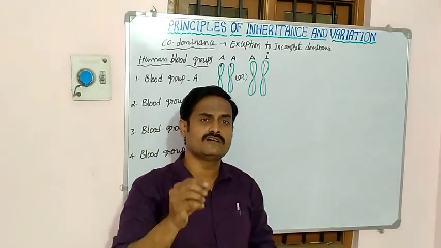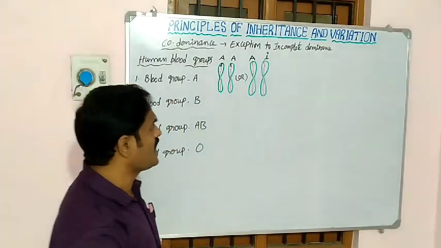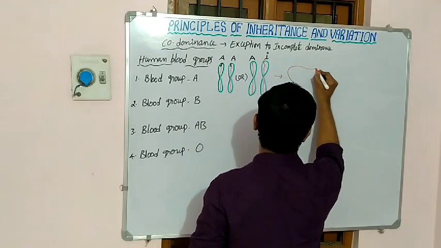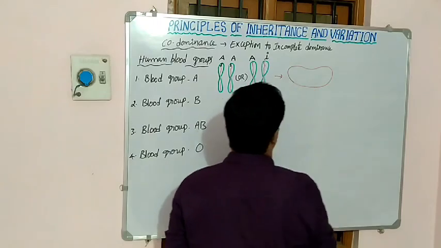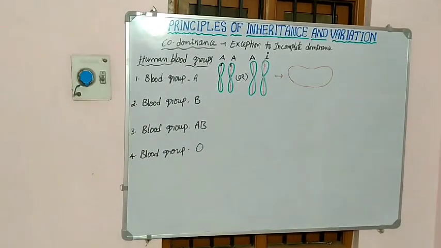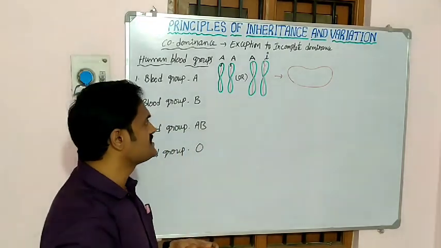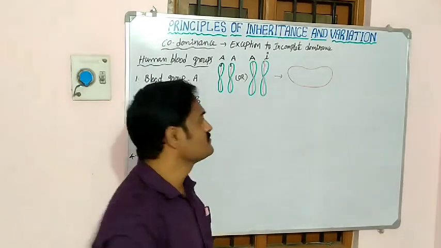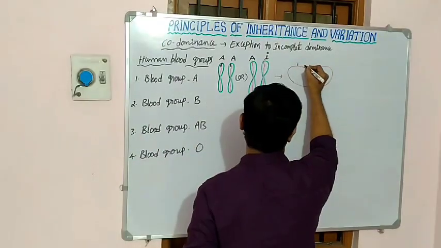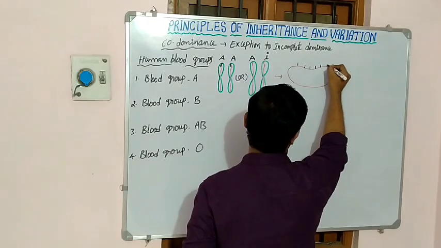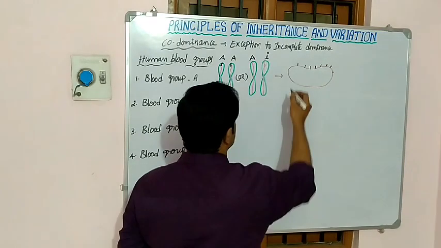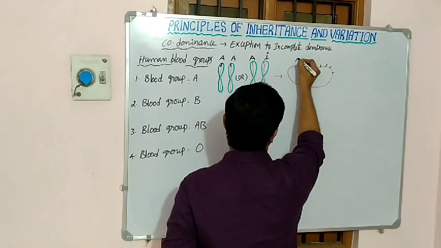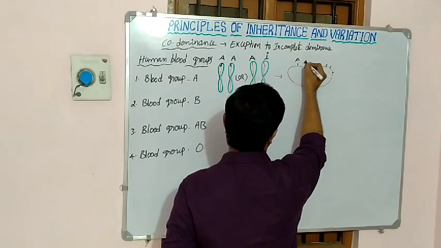So what kind of antigens are present in RBC? See, for example, I will take the RBC cell. So this is the RBC cell. The surface area of the RBC cell consists of some kind of proteins. What are the proteins? Glycoproteins like this. The surface area of the RBC consists of proteins. So these proteins consist of antigens. Which type of antigens? All antigens are A.